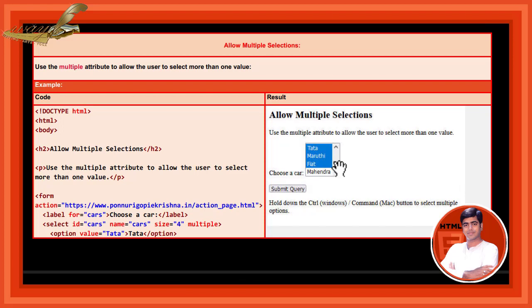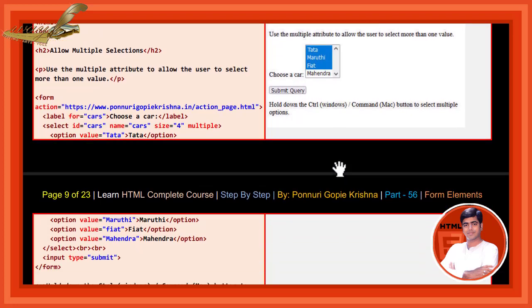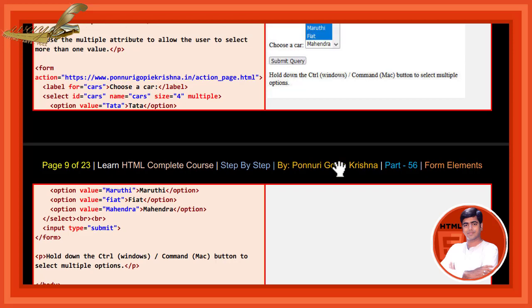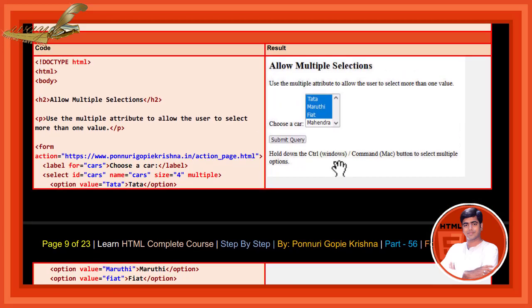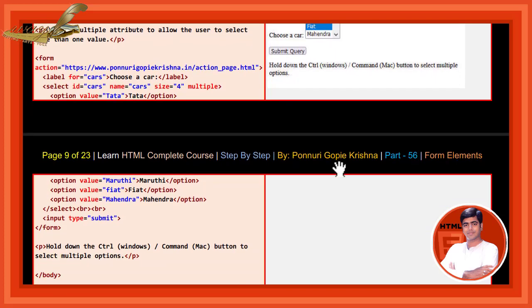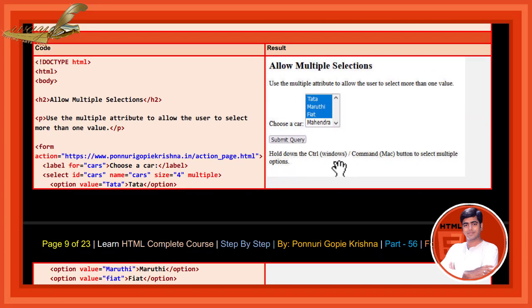Allow multiple selections. Use the multiple attribute to allow the user to select more than one value. By writing and executing this code, the result returns this. Hold down the Control button for Windows, or Command for Mac, to select multiple options. By writing and executing this code, the result returns this. You can select multiple options, Tata, Maruti, Fiat, at a time.